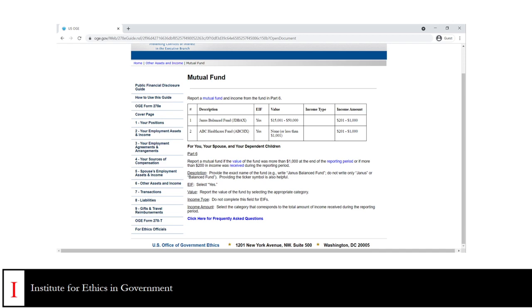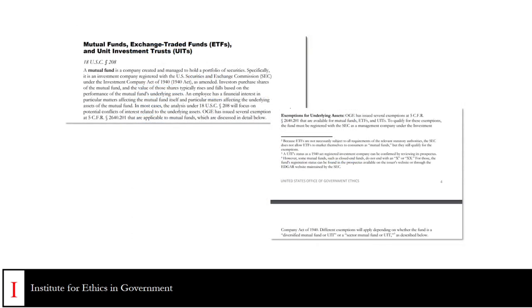So it looks like we have a pretty well reported mutual fund here. And again, we can look at OGE's guidance about analyzing mutual funds, exchange-traded funds, and unit investment trusts in the conflict of interest write-ups. And these usually create potential conflicts when a particular matter affects one or more holdings of the fund. But we do, again, as we did before, have some exemptions available.